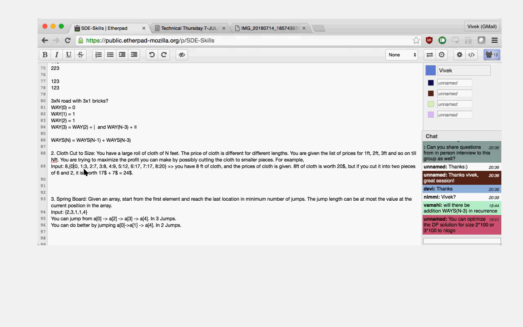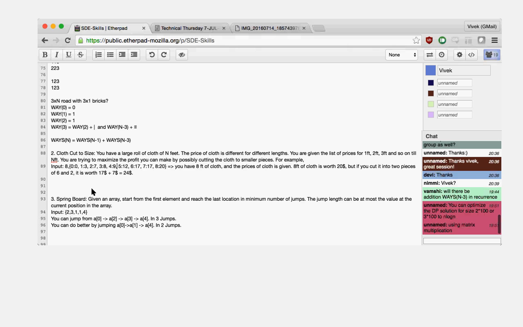So clearly 0 will be 0, which means that a length of 0 is actually not worth anything. But then 1-foot cloth is worth $3, 2-foot cloth is worth $7, 3-foot cloth is worth $8, 4-foot is $9, 5-foot is 12, 6 is 17.